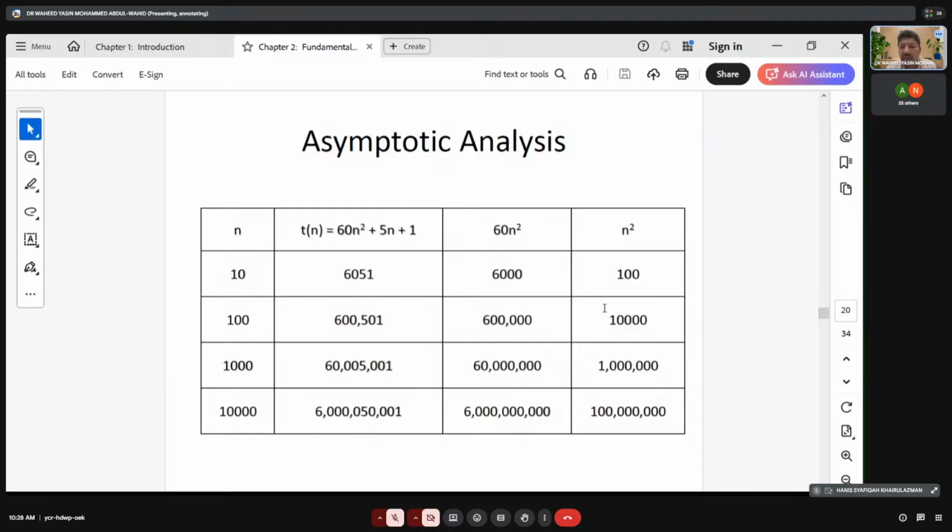Here 600. If you have n equal 1,000, you have 60 million, 5,001, and here we have 1 million. When we have 10,000, we have 6 billion, 50,001, and here we have 100 million. This is just how to do the asymptotic analysis.